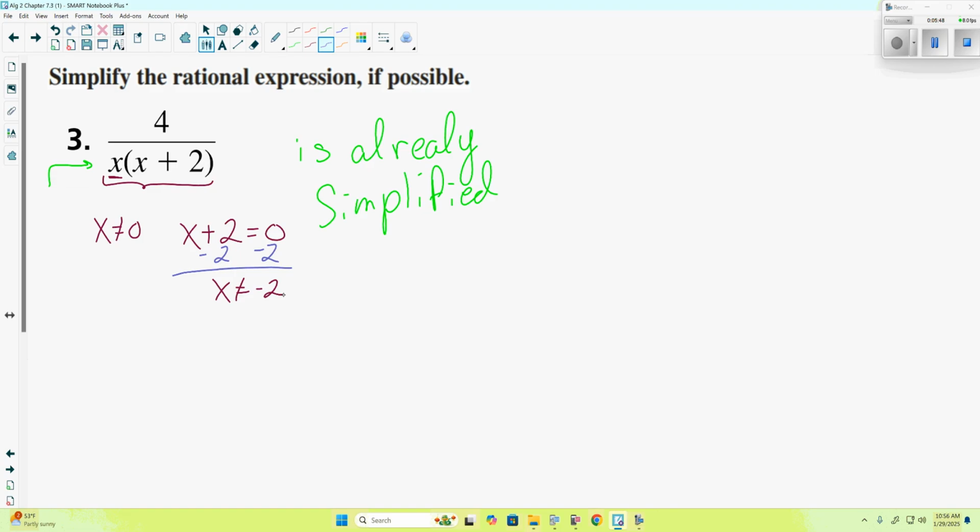It doesn't work. And this will really come more into play, especially when we start solving, because if I solve this rational equation and get a value of 0 or negative 2 for x, it doesn't work. It's an extraneous solution. We have to throw it out. We cannot have division by 0. We can't divide by 0.